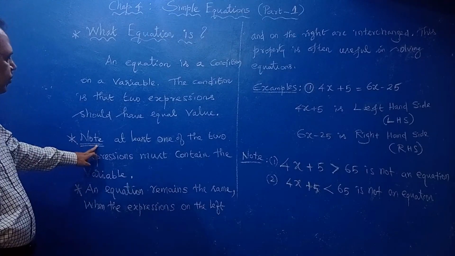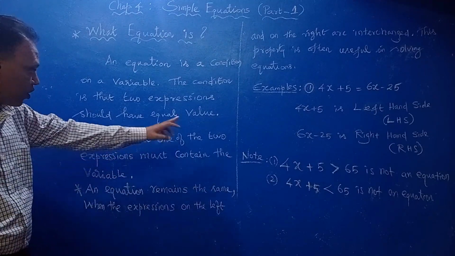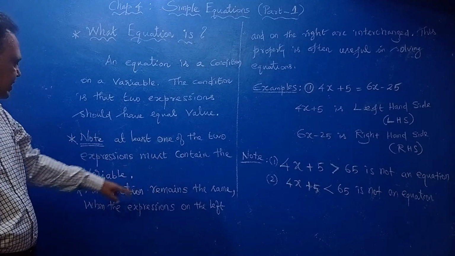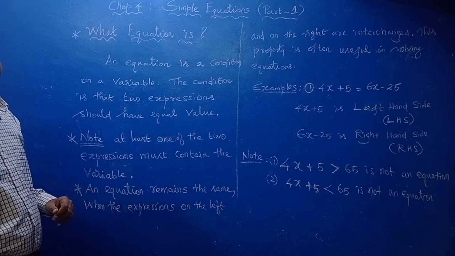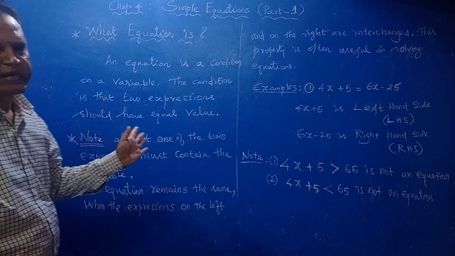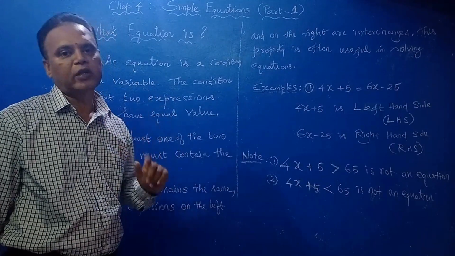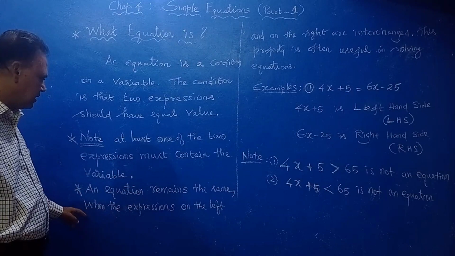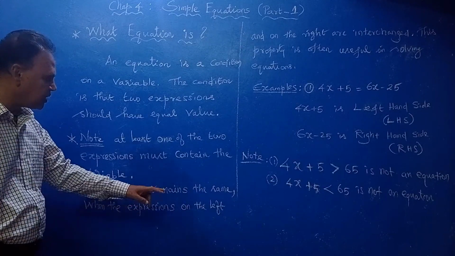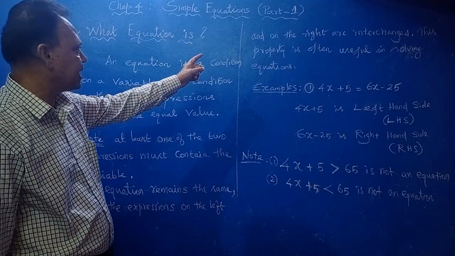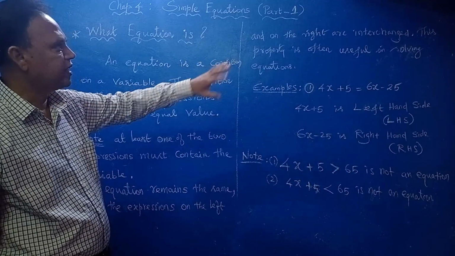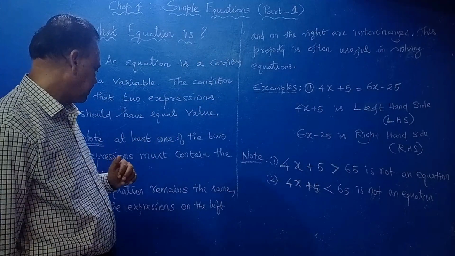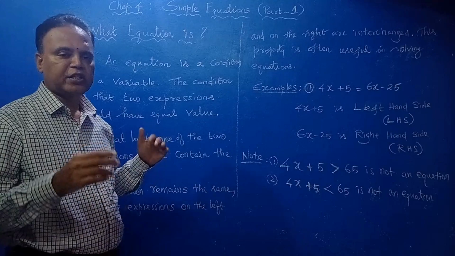You see this important note. At least one of the two expressions must contain the variable. Clear? Either the left hand side or the right hand side should have the variable. And an equation remains the same when the expressions on the left and on the right are interchanged. So an equation always remains the same.